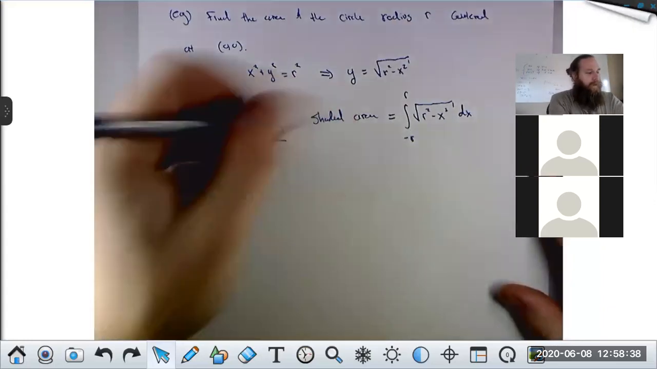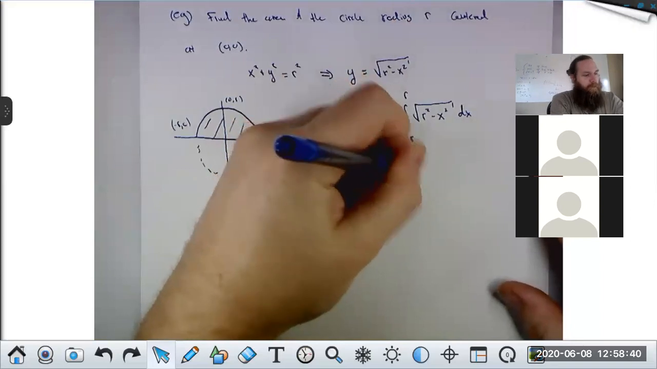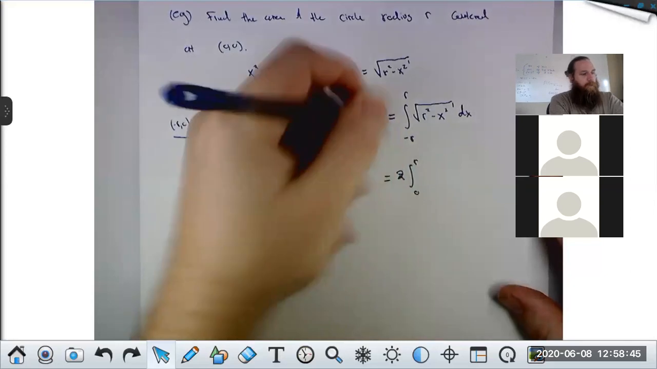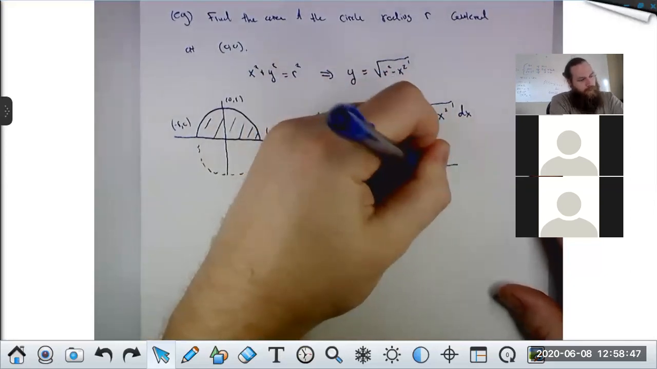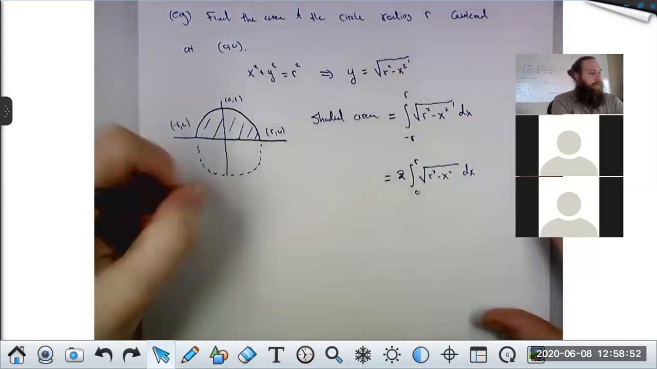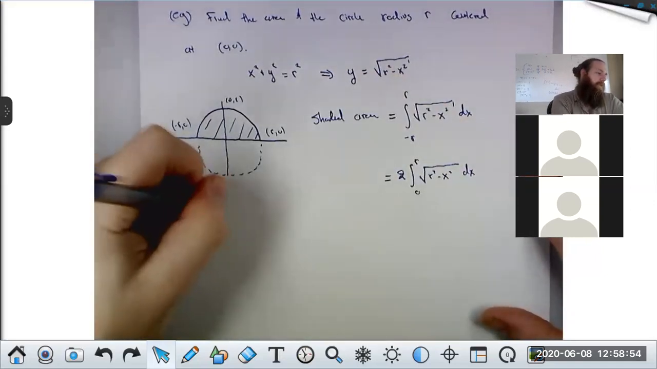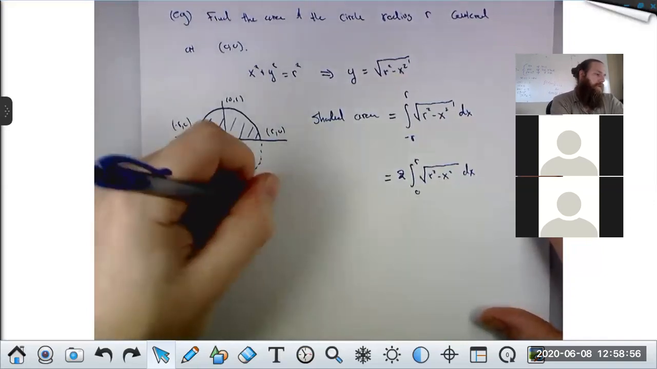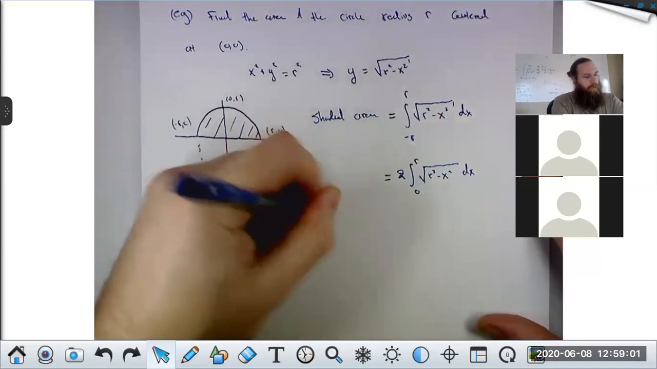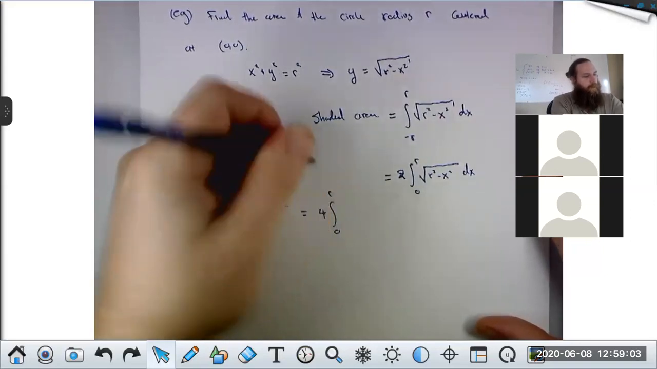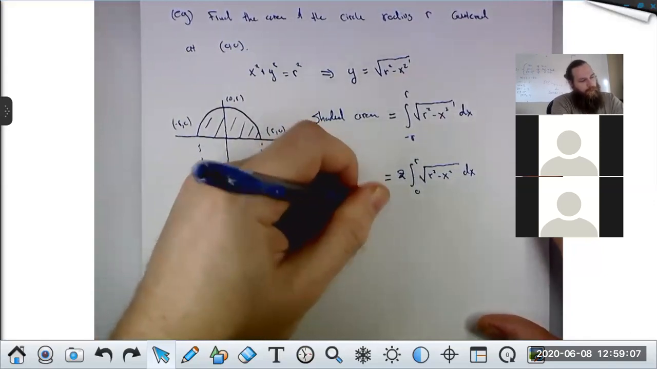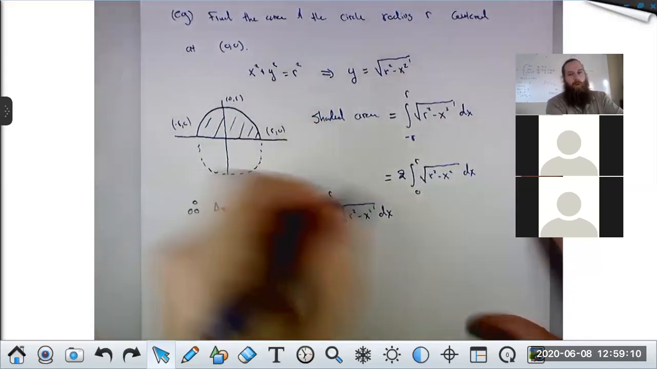Now I can use a symmetry argument. That's twice the integral from 0 to r of the square root of r squared minus x squared dx. Therefore, the area of the circle is equal to 4 times the integral from 0 to r of the square root of r squared minus x squared dx. So this is my goal. I want to do this integral.